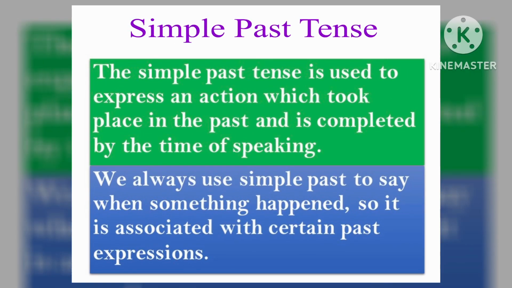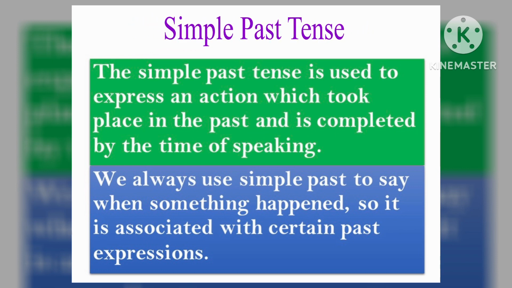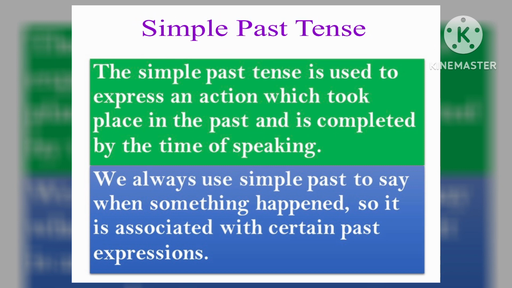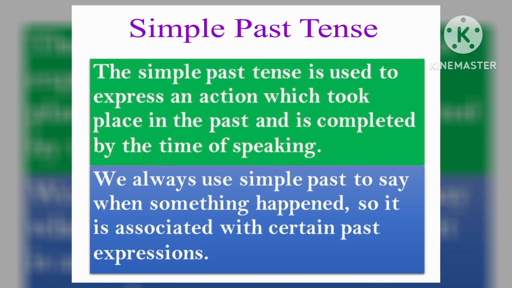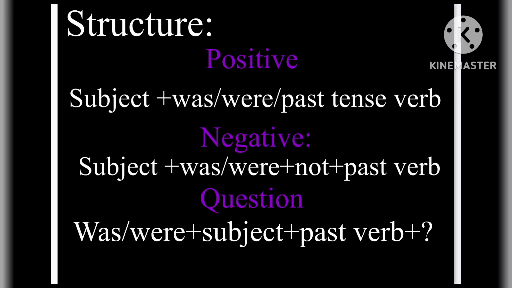The simple past tense is used to express an action which took place in the past and is completed by the time of speaking. We always use simple past to say when something happened, so it is associated with certain past expressions. The structure for the simple past tense is subject plus was or were or past tense verb.